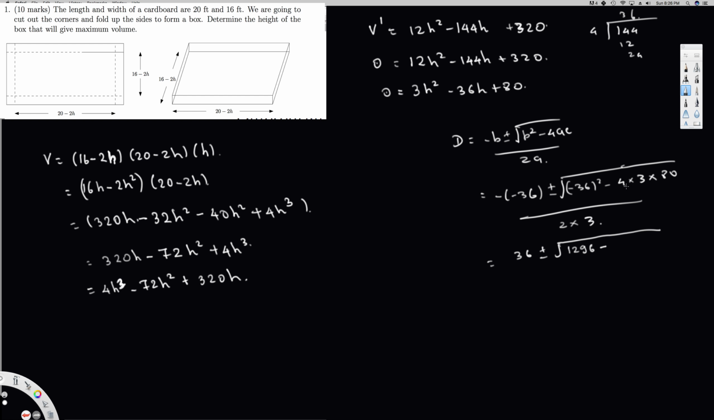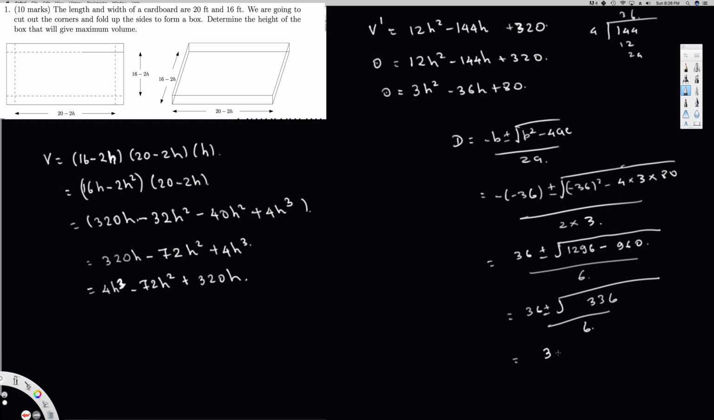240 times 4 is going to be 480, 960. So 960 divided by 6, and 36 plus or minus 1296 minus 960, it comes out to be 336. 336 divided by 6. If I calculate this value, there are two possibilities: one is going to be plus, one is going to be minus.